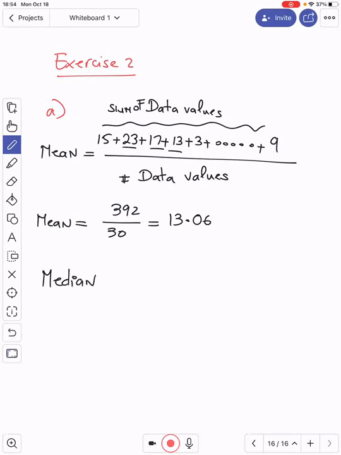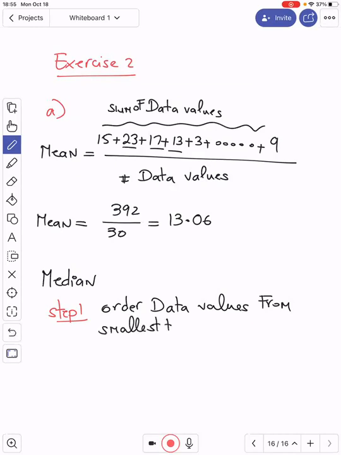So the median, guys. How do we find the median? So there are two steps. First, you have to order. So as step number one, we have to order your data values from the smallest to the largest.